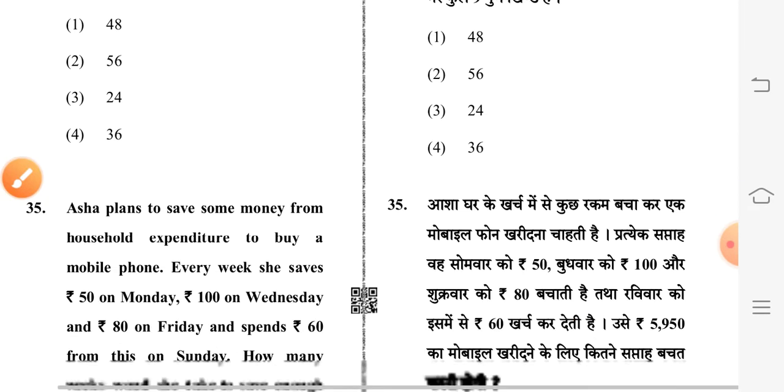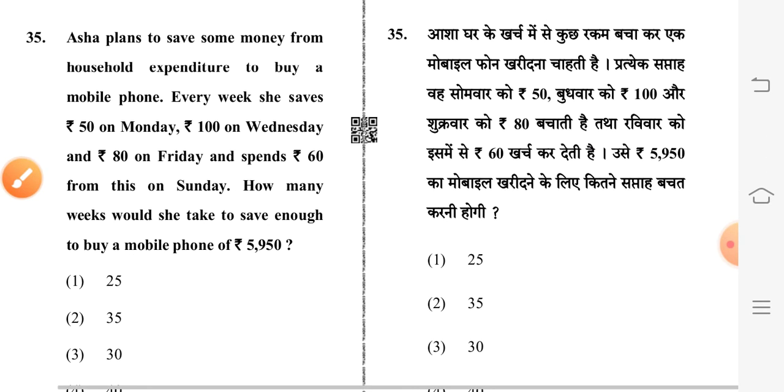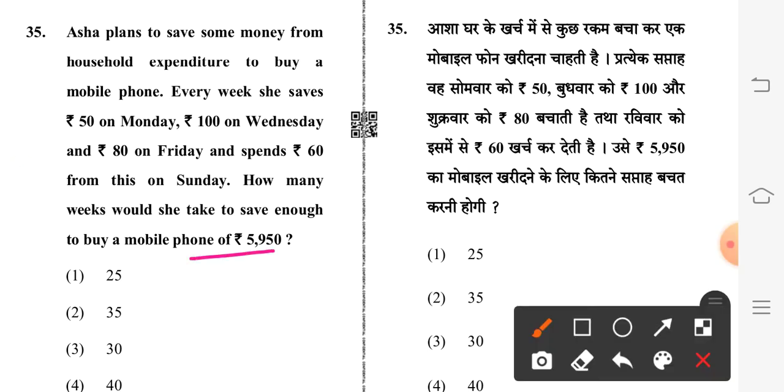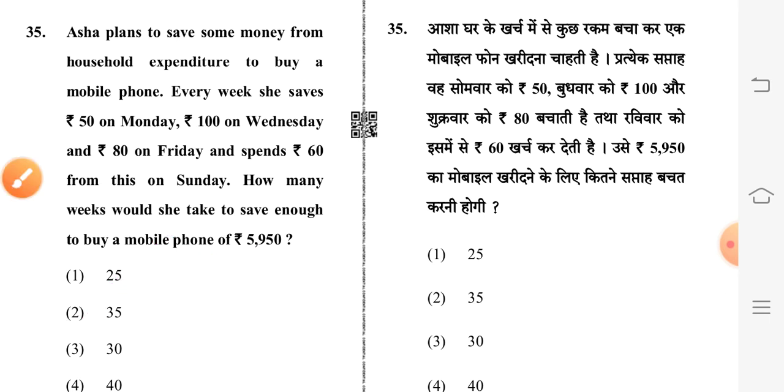Next question. Asha plans to save some money for household expenditure to buy a mobile phone. Every week she saves 50 rupees on Monday, 100 rupees on Wednesday and 80 rupees on Friday and spends 60 rupees from this on Sunday. How many weeks would she take to save enough to buy a mobile phone of 5950 rupees? Second option is correct, 35. Next question.